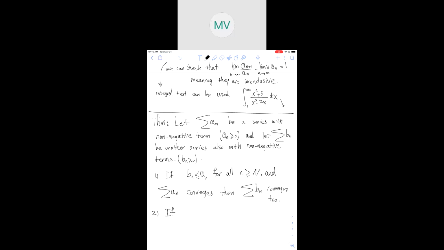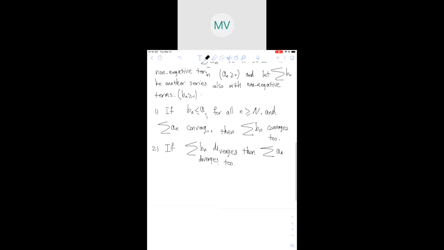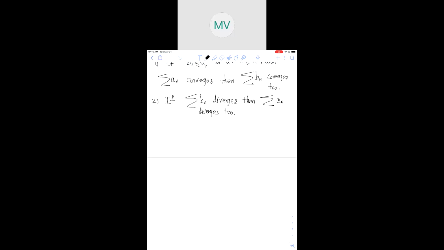If sigma b_n diverges, then sigma a_n diverges too. Let me explain this. I could have stated it in a shorter statement.